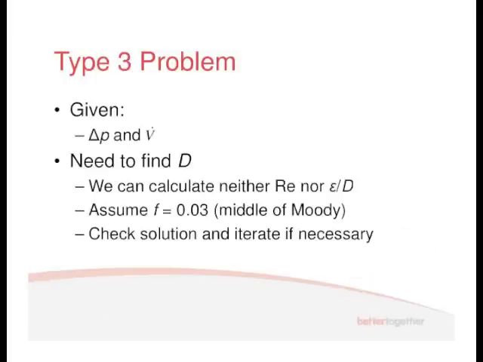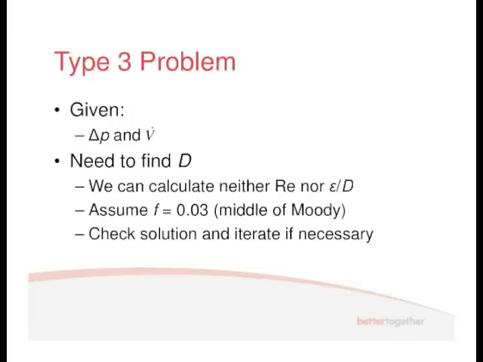So that's the type 2 problem. Type 3 problem: you're given the pressure drop and the flow rate. This is what's known as the pipe design problem because you've got to work out the diameter of the pipe. Not knowing the diameter gives you a couple of problems, because not only can we not work out the Reynolds number, but we also can't work out the relative roughness.